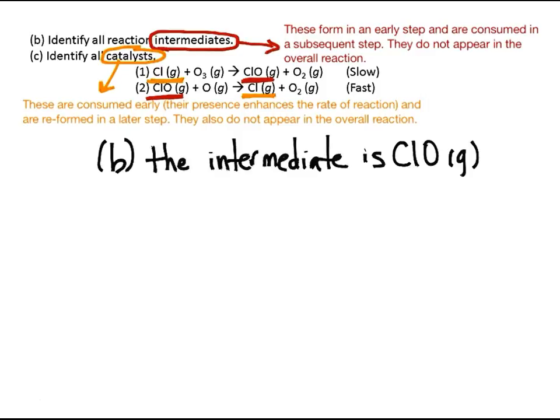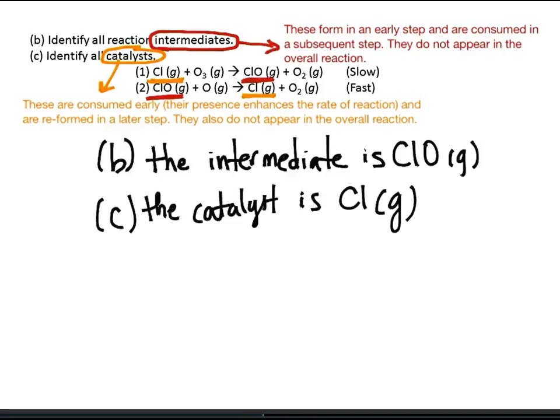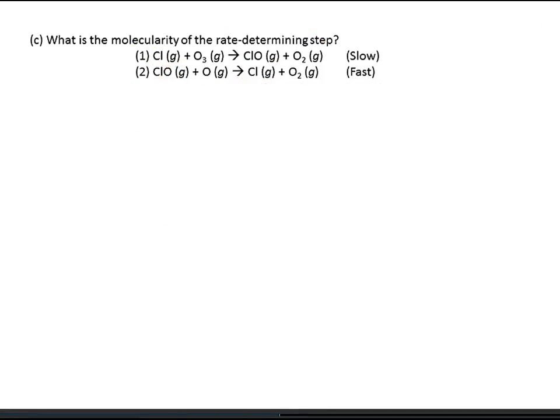So there's my answer. The intermediate is ClO gas. For part C, the catalyst is chlorine gas. Now we'll move on to the next question.